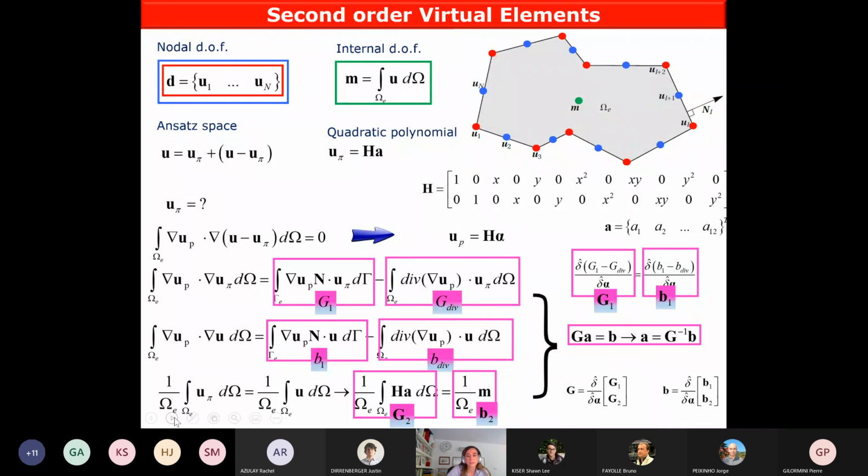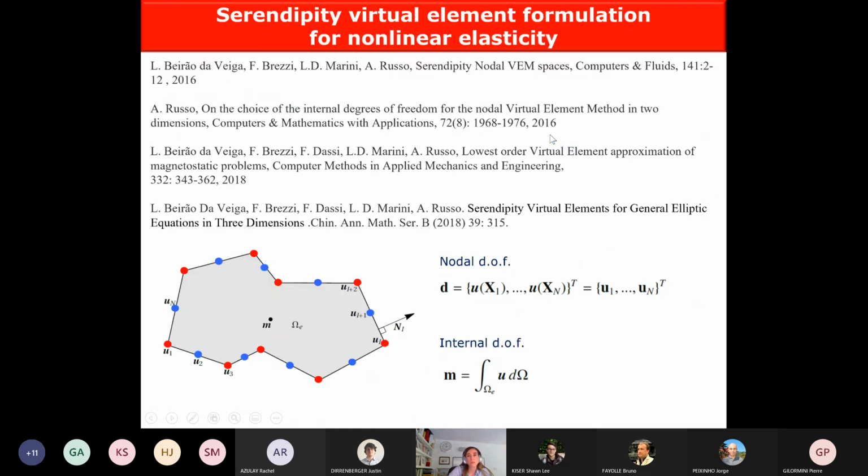You can see that B2, the last term involved here, explicitly depends on the internal moment. That is this internal degree of freedom usually appearing in a second order virtual element. Now we want to do something more. So we want to consider the so-called serendipity virtual element formulation.